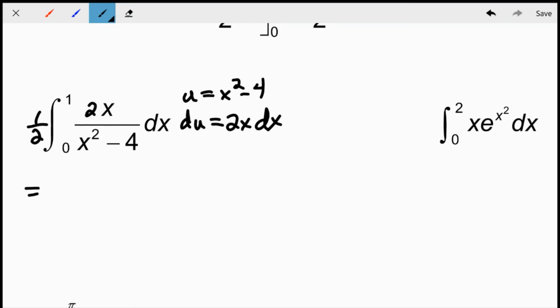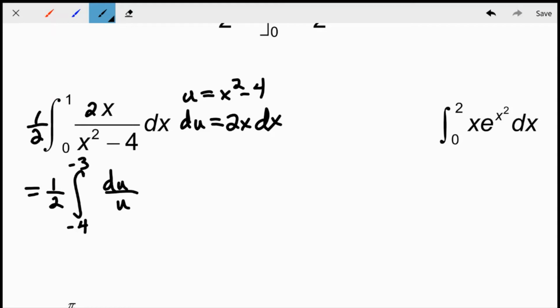When I do this substitution, that 1/2 is still there, but now I'm going to have du over u. For my limits of integration, what was a lower limit of 0, if I plug it into my u expression, 0 squared minus 4 gives me -4. And the upper limit of 1 gives me 1 minus 4, which is -3.